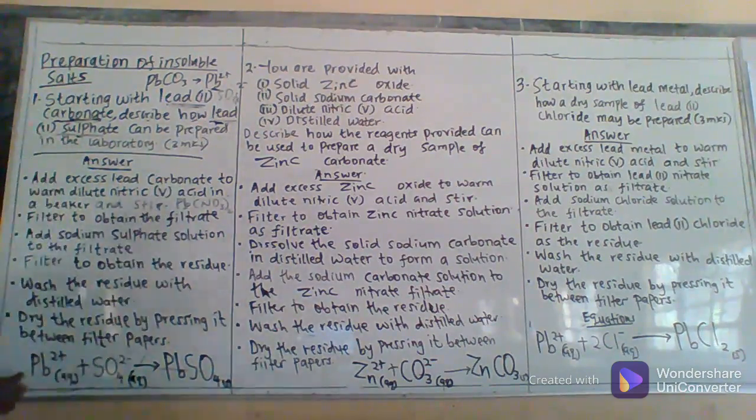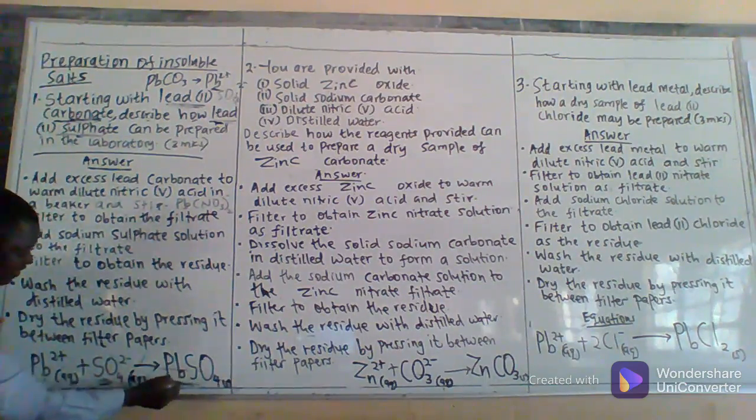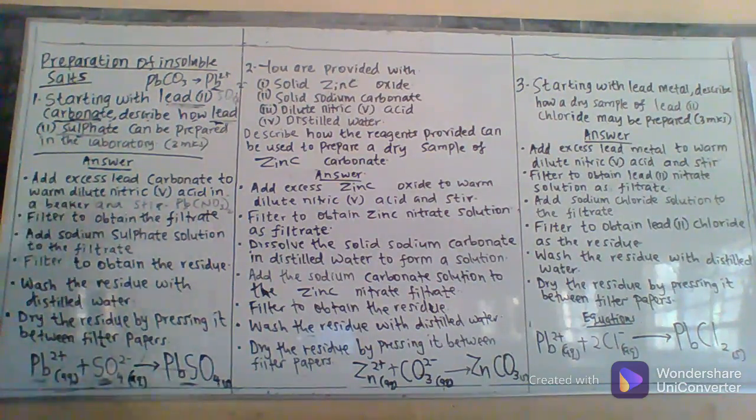So when you get a solution that contains lead ions like lead nitrate, and you react it with a solution that contains sulfate ions like sodium sulfate, it's going to form lead sulfate, which is insoluble, and it can be removed from the mixture by filtration. That is why, to prepare lead sulfate starting with lead carbonate, we shall use this procedure.